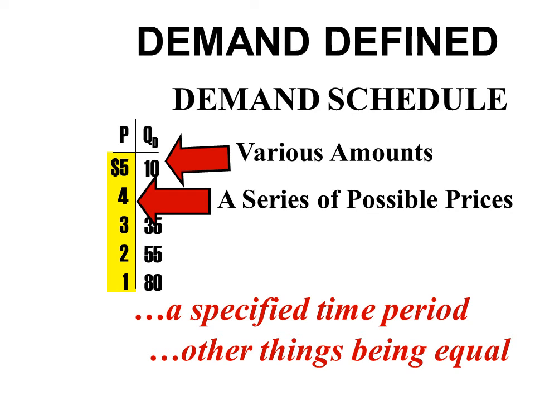So it's the various amounts of an item that buyers are willing and able to purchase, right? A series of prices, a specified amount of time, and then ceteris paribus, other things being equal. So the most important determinant of quantity demanded is the price. And we're going to talk now about the law of demand.